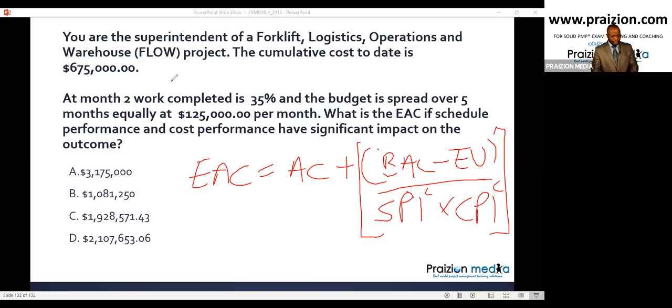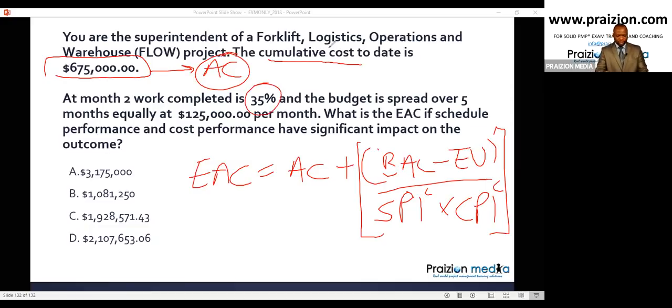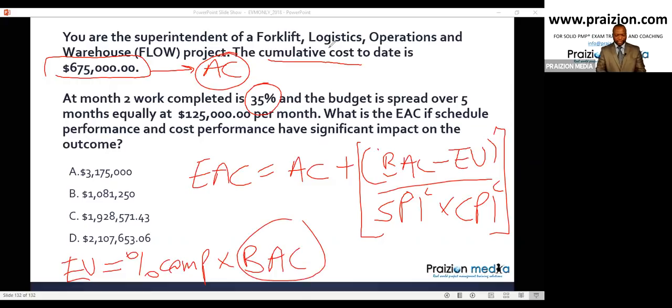Now, if you do that, you're going to find the AC, because it says you are the superintendent of a forklift logistics operations and warehouse project. Cumulative cost is this. That is your actual cost, your AC. Then it says at month 2, work completed is 35%. So we're going to use 35% when calculating EV, because EV is equal to percent complete times BAC. So the next thing we need to find is the BAC.